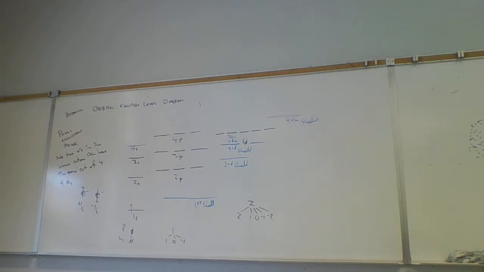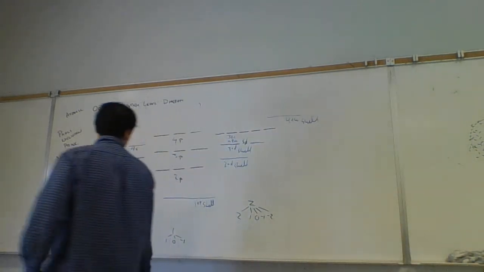Or if I go to 2p, it's bigger, but it doesn't have the same shape. It has a different shape. Do you recall what the shape of a 2p orbital is like? Like a figure 8 or a dumbbell shape. It's a 2p. And so it could go to something like that.